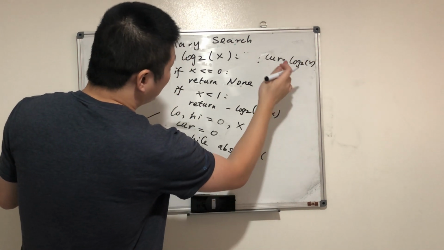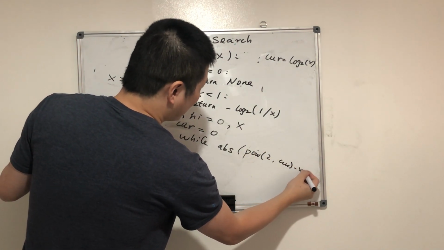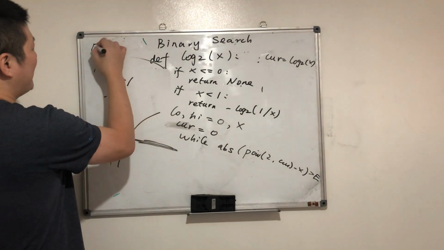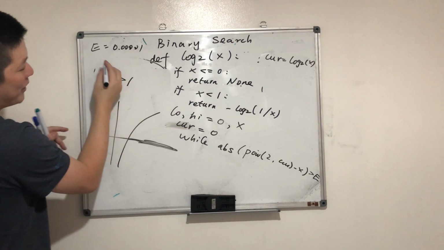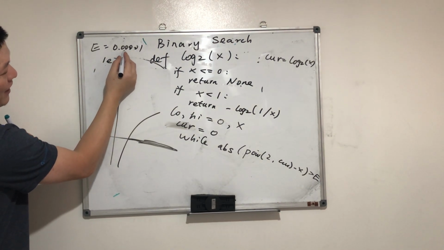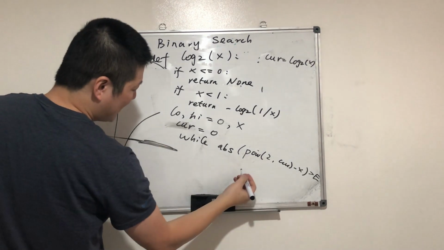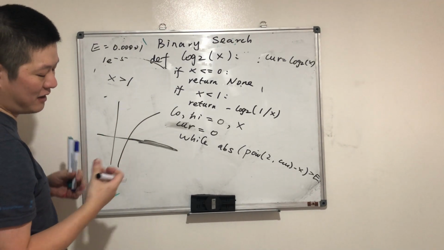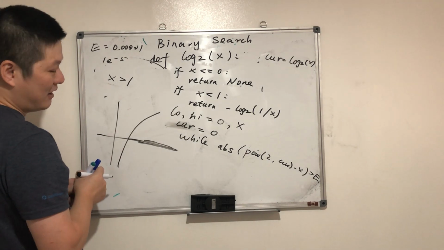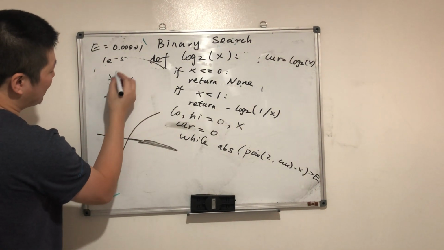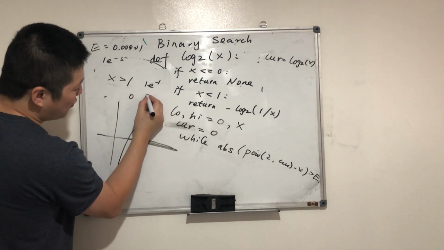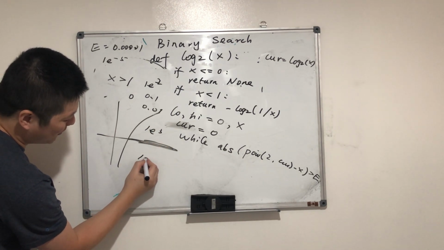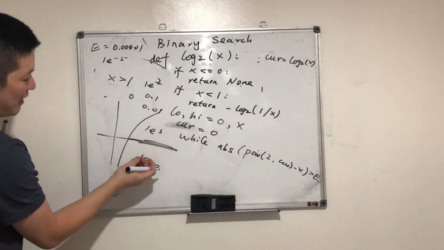So if 2 to the power of current minus x is bigger than the error, this error we can define as 0.00001, or we can write 1e minus 5. What's E? It's a good question. It's scientific notation. 1e minus 1 is 0.1. 1e minus 2 is 0.01, okay? 1e3 is 1000. So it basically means where the dot is.